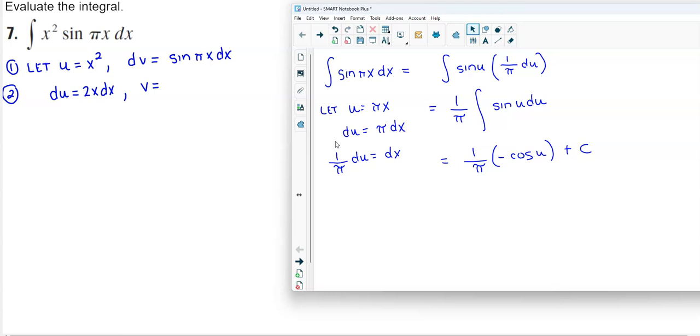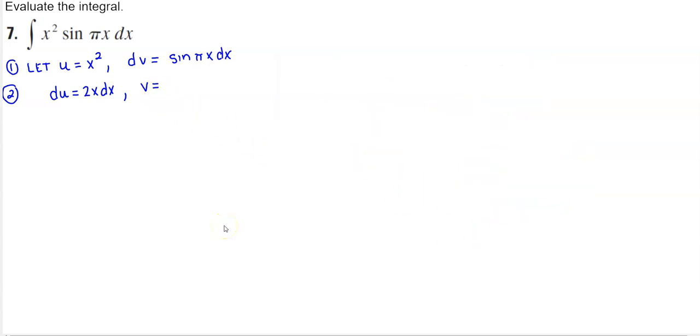And so therefore, we end up getting the following. We get negative 1 over pi times the cosine of pi x plus c. And so all we're concerned about is this. And so therefore, that's what v is going to equal. So we have negative 1 over pi times the cosine of pi x.